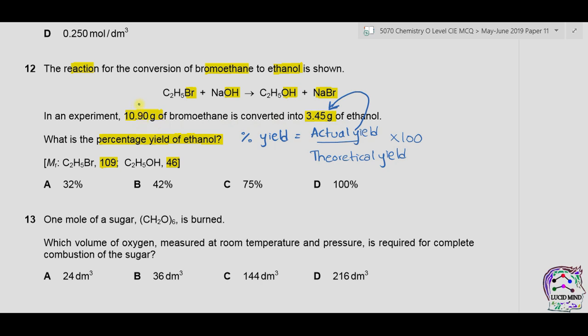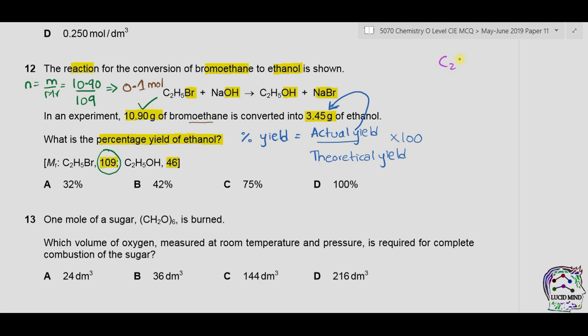Now the mass of bromoethane is given. It is 10.90 grams, and molecular mass is also given. So we can find out the number of moles, as moles is equal to mass in grams divided by molecular mass. So it will be 10.90 grams divided by 109. Now the number of moles comes equal to 0.1 moles of bromoethane.